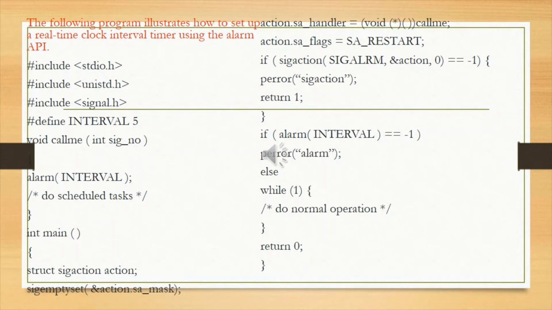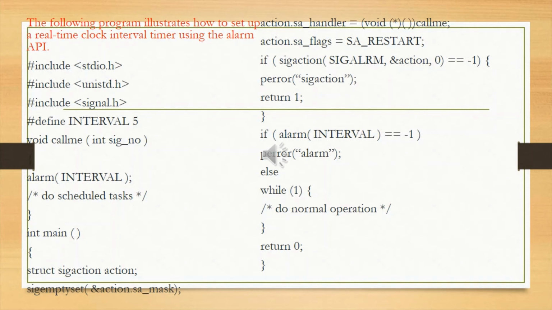The following program illustrates how to set up the real-time clock interval timer using the alarm API. It includes three header files: the standard input-output file, the Unix standard header file, and the signal header file. And also you can define the interval time as 5.